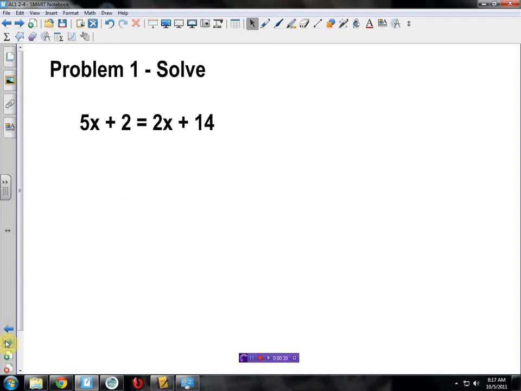So here I have a problem, right? Variables on both sides. Have we had variables on both sides yet? No, not in here. So what I want to do is I want to put both variables together, okay?